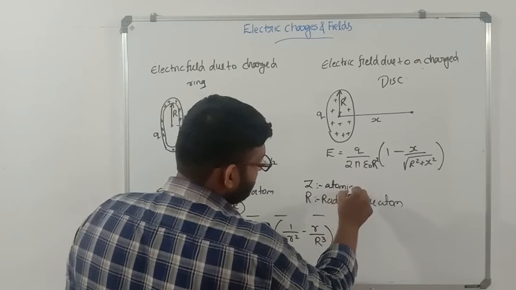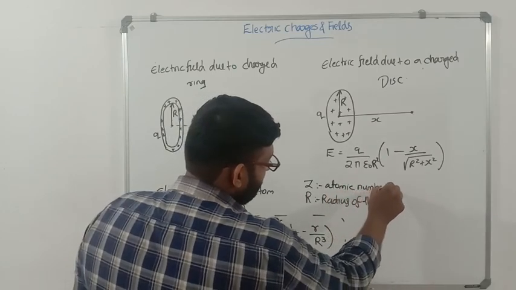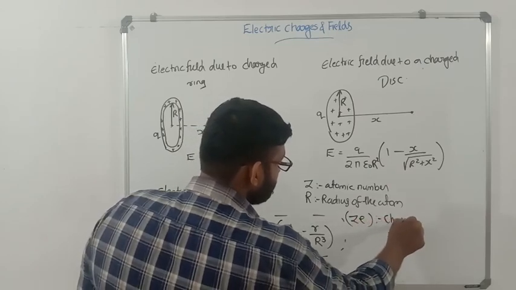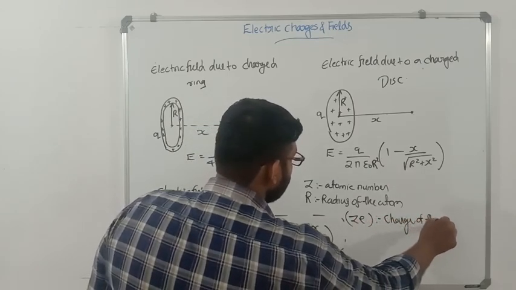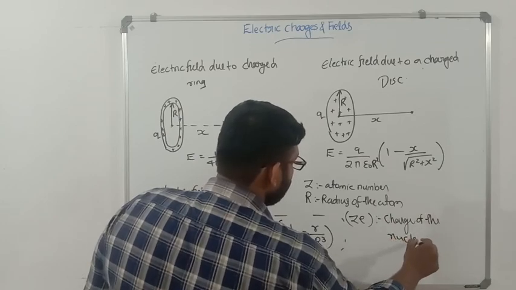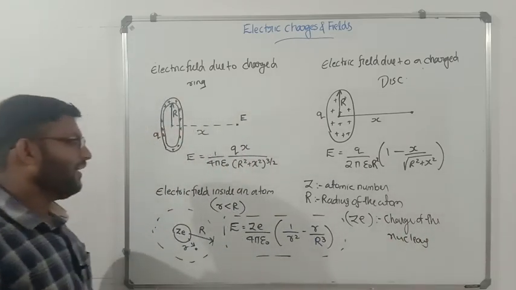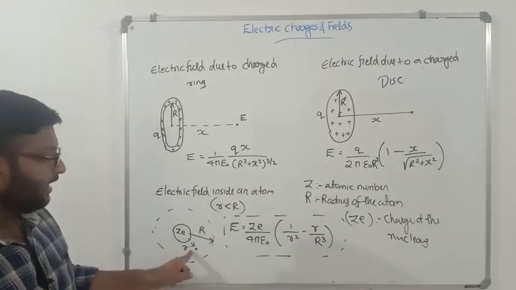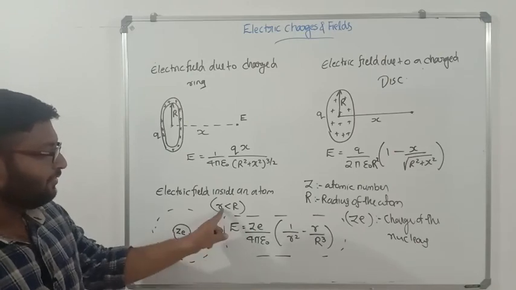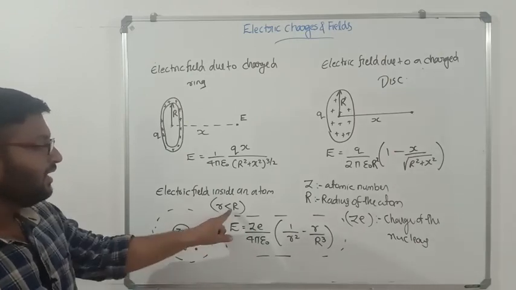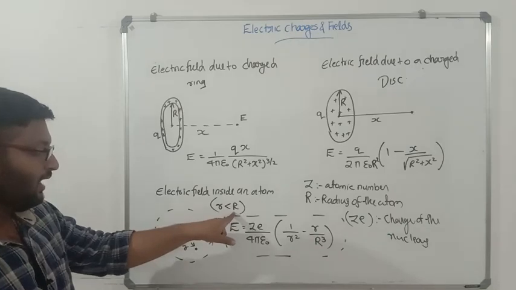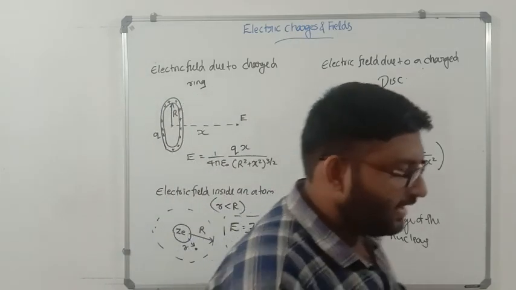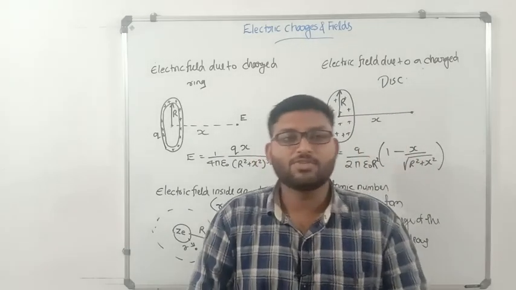Atomic number. Okay. Ze together is called the charge of the nucleus. So if you know the nuclear charge, then you can find out how much electric field is formed at a distance of this r. So you can apply this equation only for the condition r is less than capital R. Okay, so please try to learn this idea, and we have discussed the theory part so far.